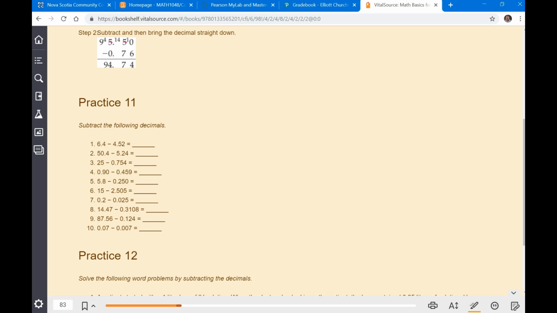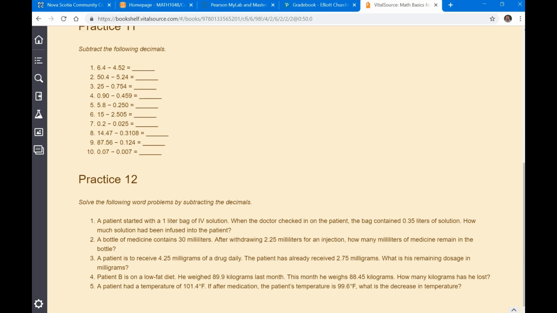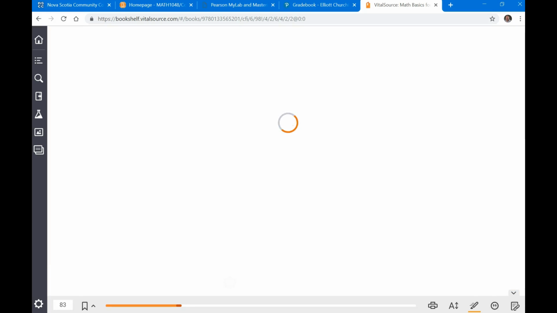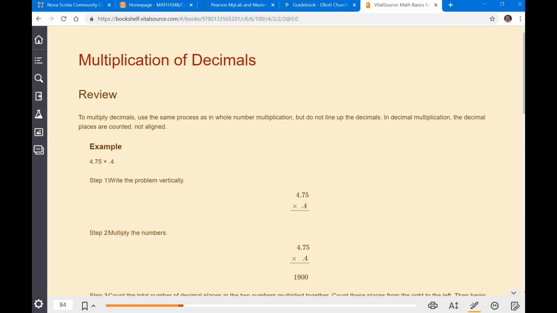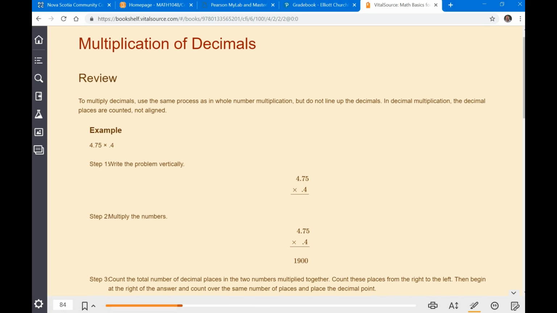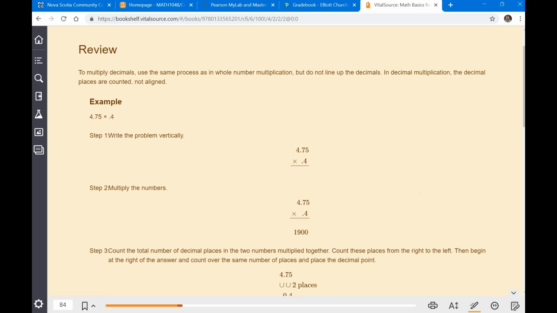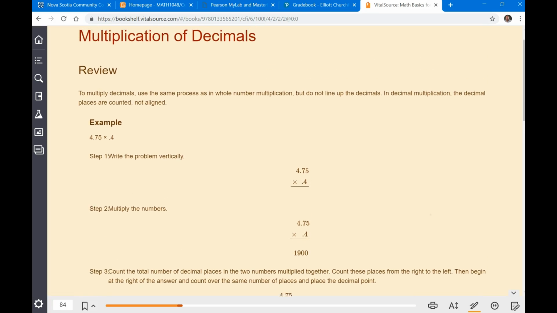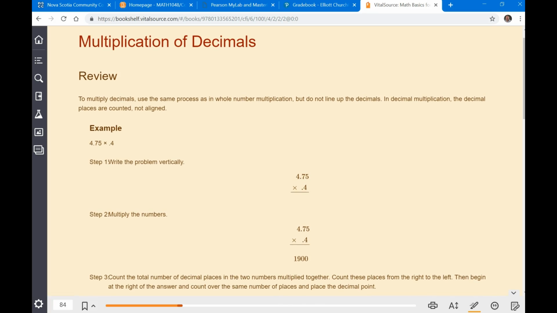Alright, moving along. Multiplication of decimals. Just going to cut this out, put this in your notes.